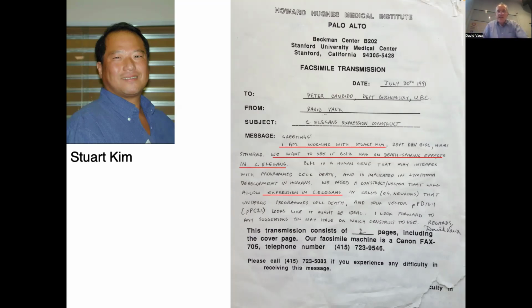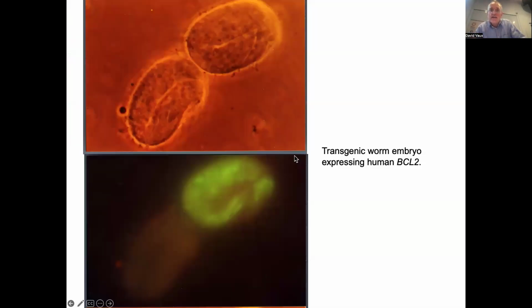And so Peter Candido sent some DNA for that vector, and I put in BCL2, and then Stuart Kim injected that into worms, and we gave them a heat shock to see what would happen. And this shows a picture of two sibling worm eggs. So the worm embryos are still within their eggshells. But these ones have been stained with a monoclonal antibody against human BCL2. So you can see that this worm embryo has turned on the gene for human BCL2 and has a human BCL2 protein, whereas this worm doesn't.